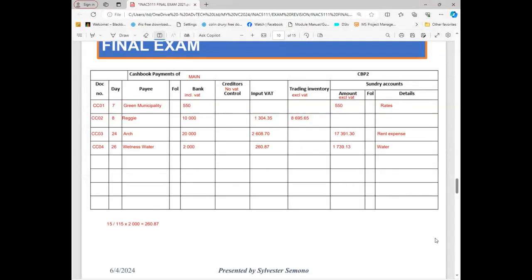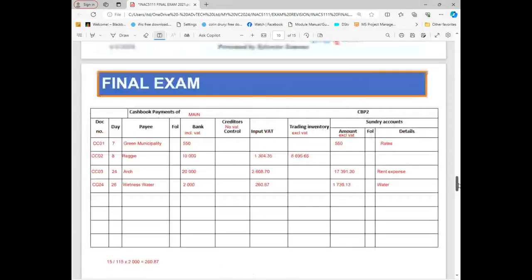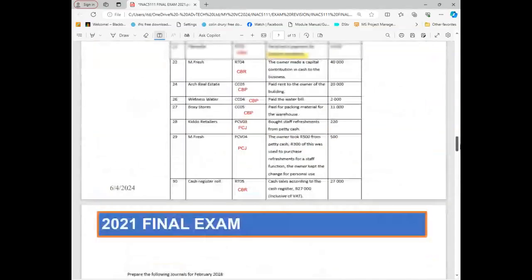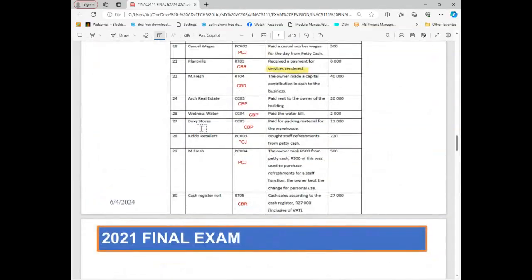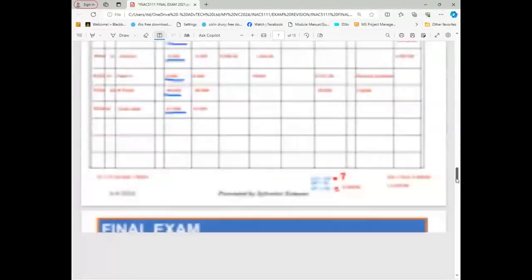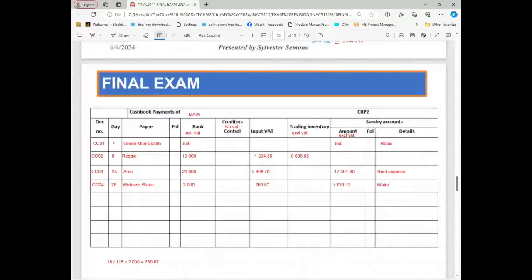Now see the next one where the date will be. Let's see from the 26th. From the 26th here we go to the 27th. Boxy Stores. We paid for packaging material or packing material, 11,000. Okay, note please. Note please. So I'm going to go down there. CC. Okay, and the date was the 27th.